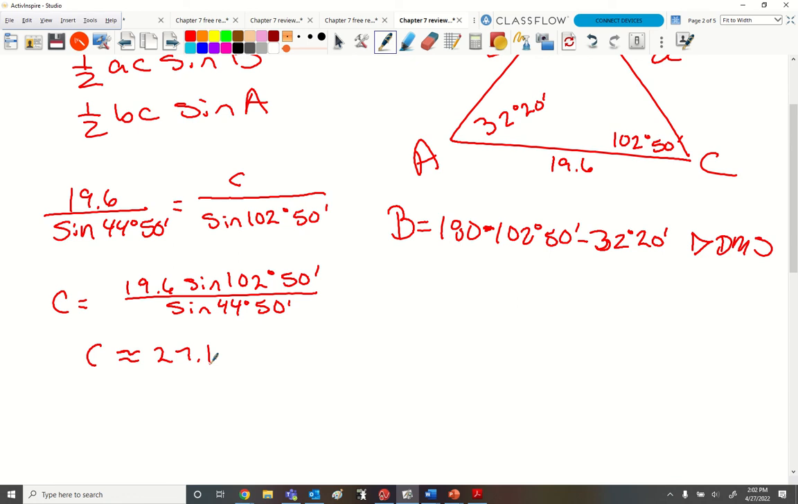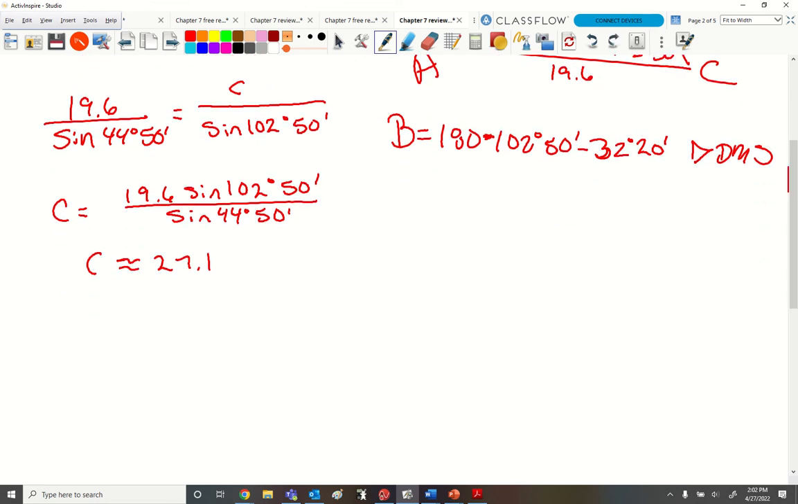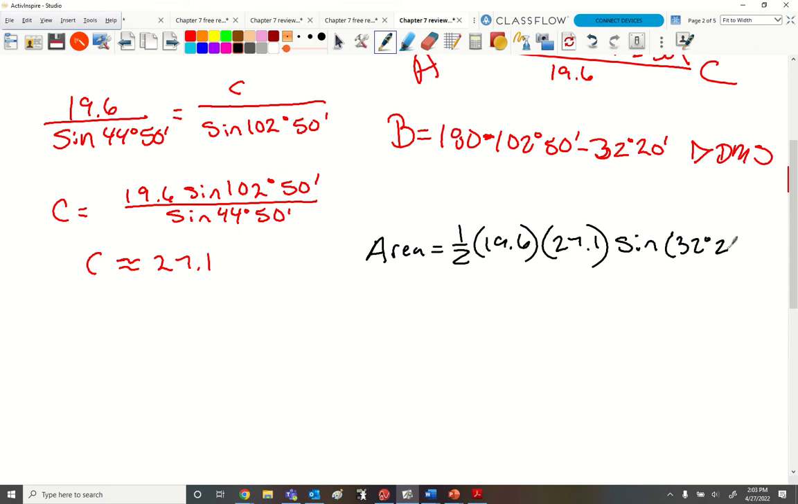Now, that gives me little b and little c. So I can only use one of these area formulas now because of that. So my area is equal to BC. So that's going to be 1/2 times 19.6 times 27.1 times sine of 32 degrees 20 minutes. There we go.